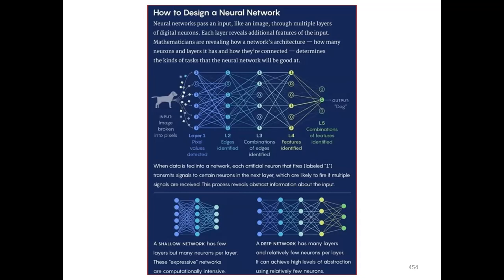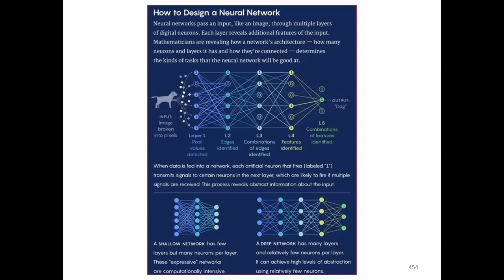But I want to classify only dogs, only buffaloes, only cows. For that, we are using this artificial neural networks concept. So it is very, very important for artificial neural networks for classification applications. When data is fed into a network, each artificial neuron that fires, meaning labeled 1, transmits signals to certain neurons in the next layer, which are likely to fire if multiple signals are received. This process reveals abstract information about the input.